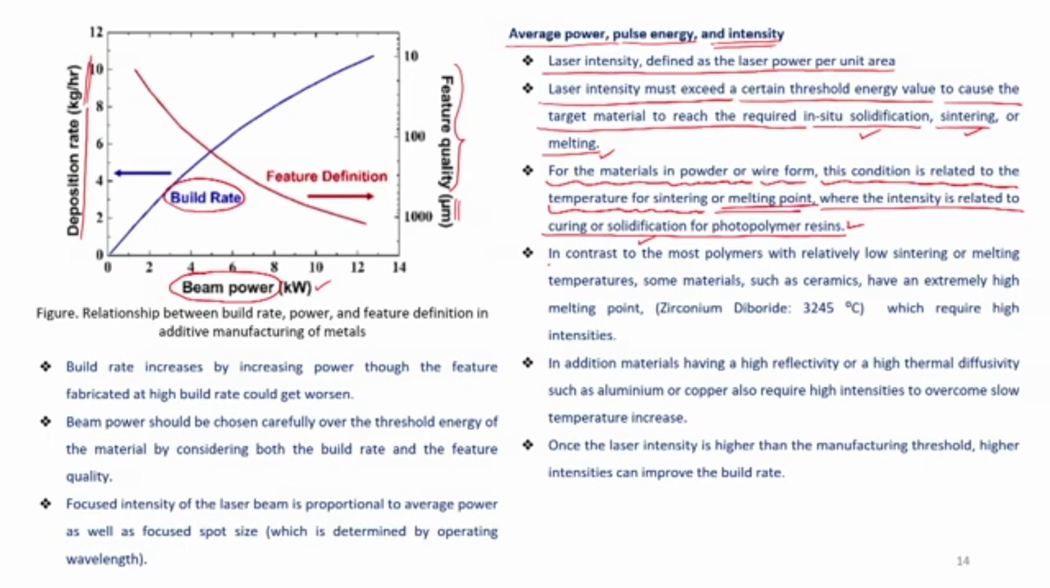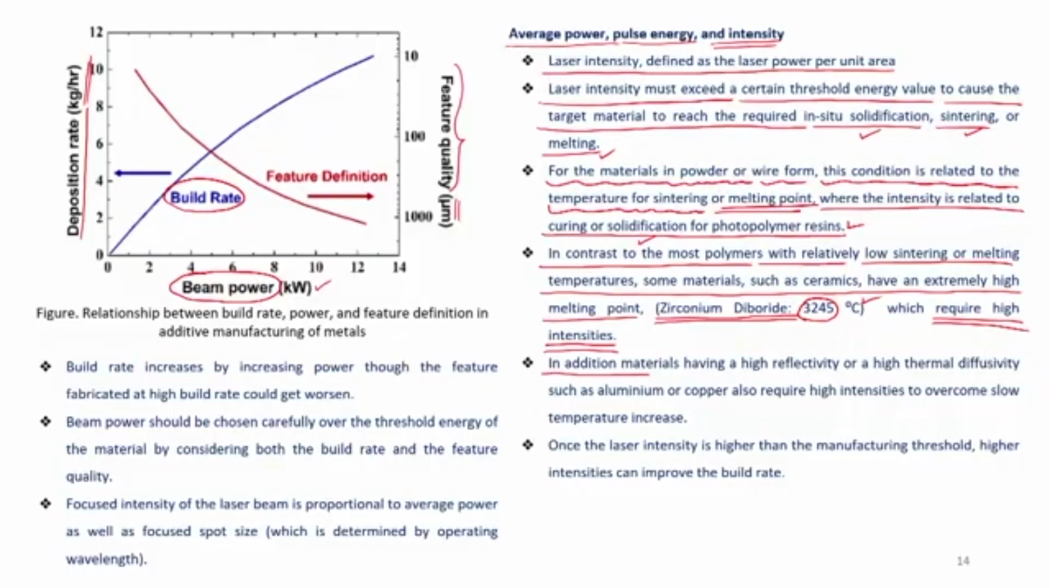In contrast to most of the polymers with relatively low sintering or melting temperature, some materials such as ceramics have an extremely high melting point. Zirconium diboride, in particular, has an extremely high melting point of 3245 degree Celsius, which requires high intensities. So, when we want to process ceramic type materials, we have to apply more and more power to melt the granules or the tiny bits of these materials.